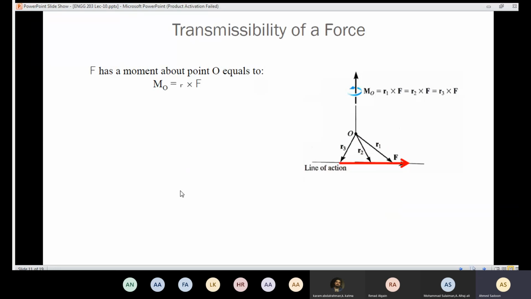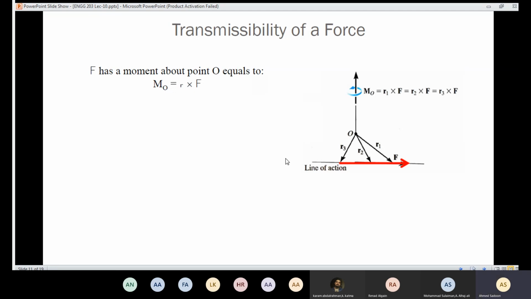Another good thing about the vector cross product is what's called the transmissibility of a force. So here we have a body, we have the point of rotation, here we have a force, and this represents the line of action.